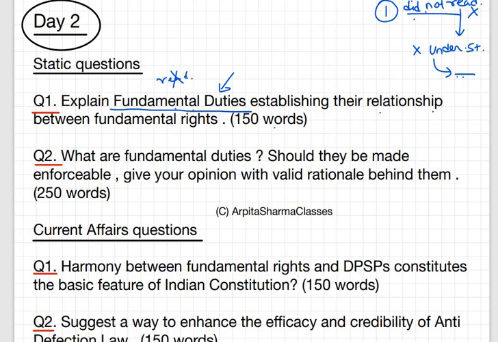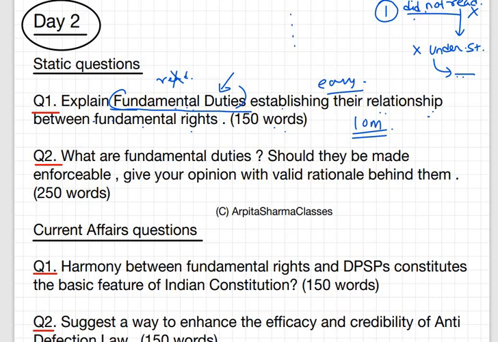For example, starting with question number 1. Explain fundamental duties, establishing their relationship with fundamental rights. Now students, this question was of 10 marks. And all the students committed grave mistakes in answering this most easy question. Why? Because they did not read the question. They just read explain fundamental duties and they wrote everything about fundamental duties.